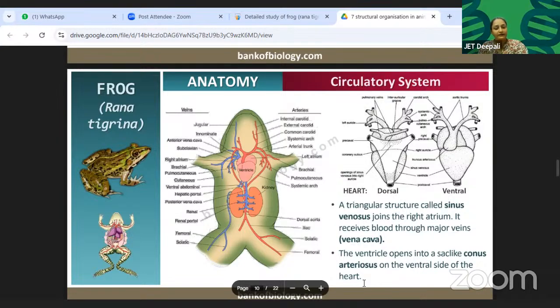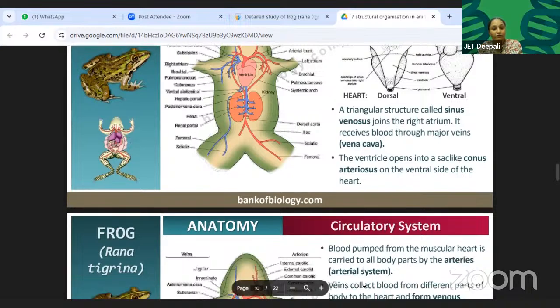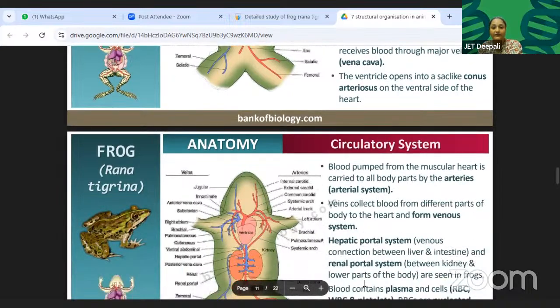We are also having this vena cava as a main vessel. Blood pumped from the muscular heart is carried to all parts by the arterial system, through the arteries. Veins collect blood from different parts of the body to the heart and form the venous system. So whatever blue you are seeing, these are called veins, and whatever red you are seeing is called arteries.